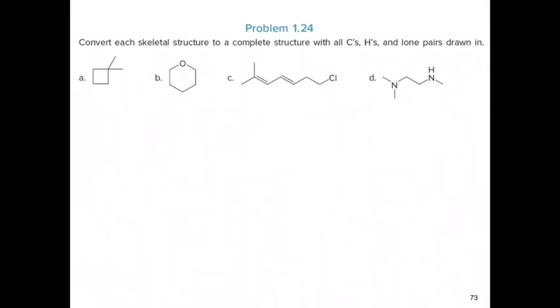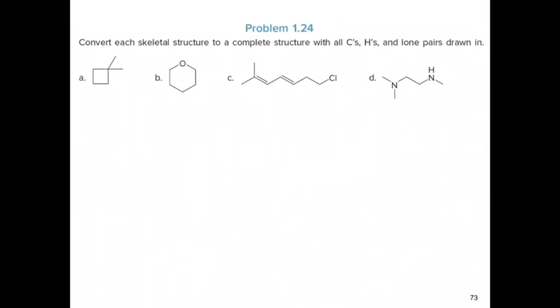And here's practice problem number 24. Convert each skeletal structure to a complete structure with all carbons, hydrogens, and lone pairs drawn in. All right, so the first thing that you want to do here is to draw in the carbon atoms, followed by the hydrogens, and then the lone pairs.